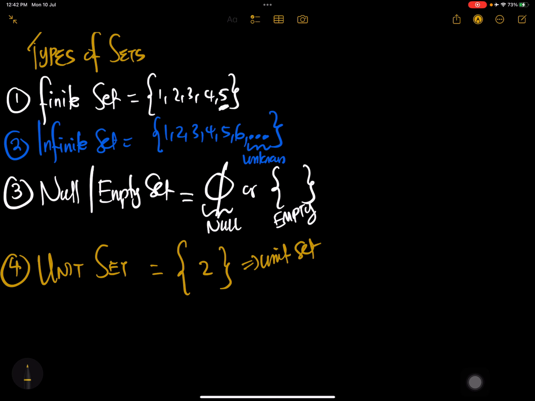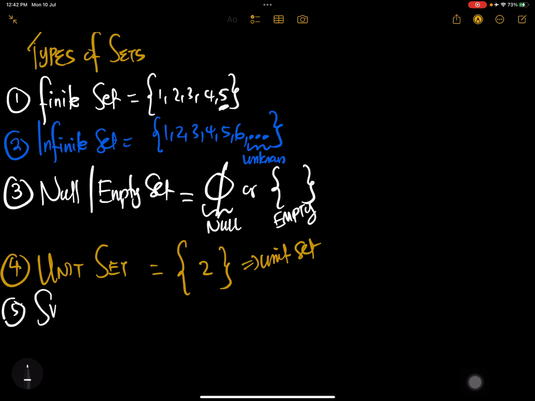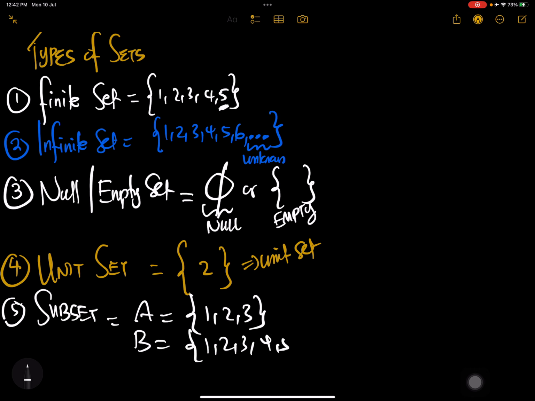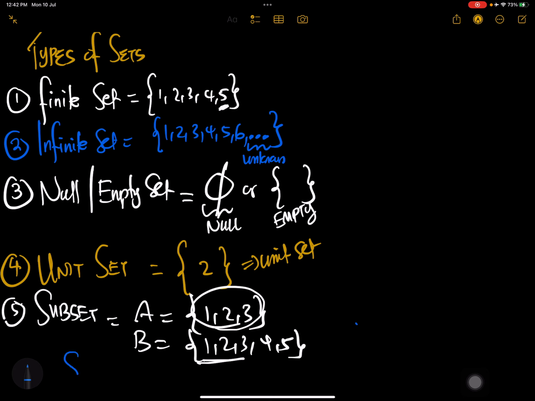Now the next one we're going to look at is what we call the subset. If you have some members in a certain set, let's say set A has members 1, 2, and 3, and set B has numbers 1, 2, 3, 4, and 5, we can see that the members in A are all in B. So we can write this as set A is a subset of B. That means A comes under B. And this is the symbol.